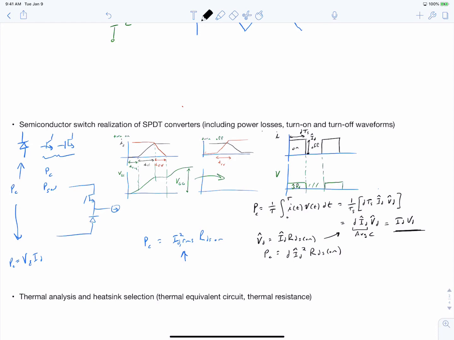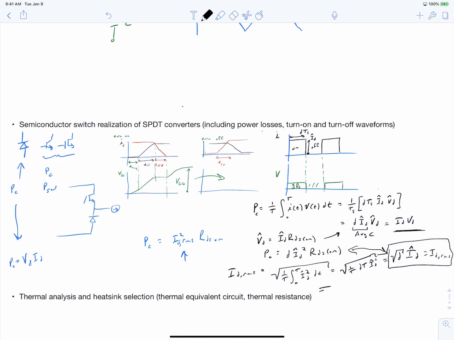But out of curiosity then, let's calculate what ID RMS is. And that is defined as, and if we evaluate this integral, which is simply equal to square root of D times I hat D, our power loss is in fact the square of our RMS current times RDS on. So this proves that PC is equal to ID RMS squared times RDS on.